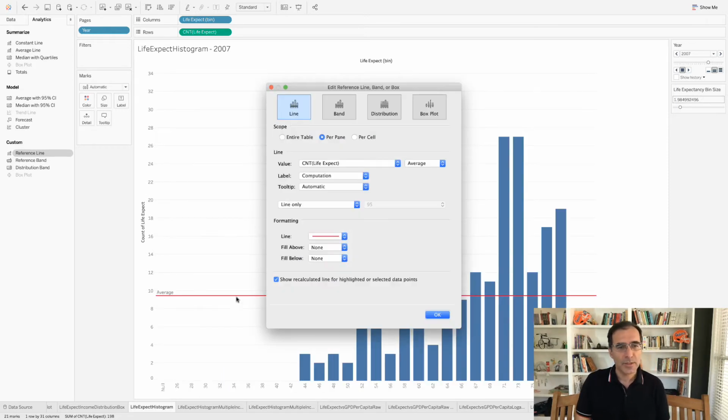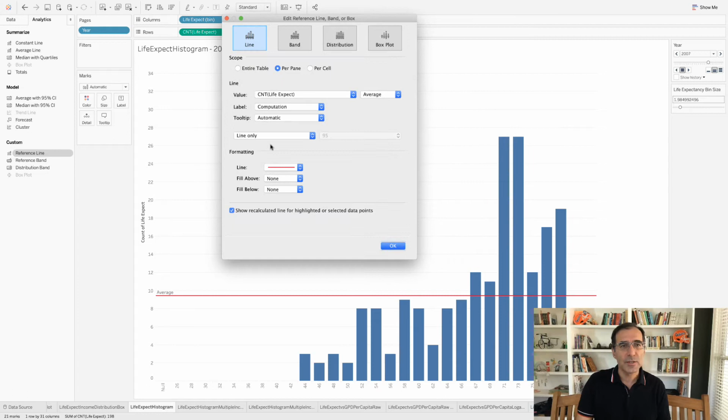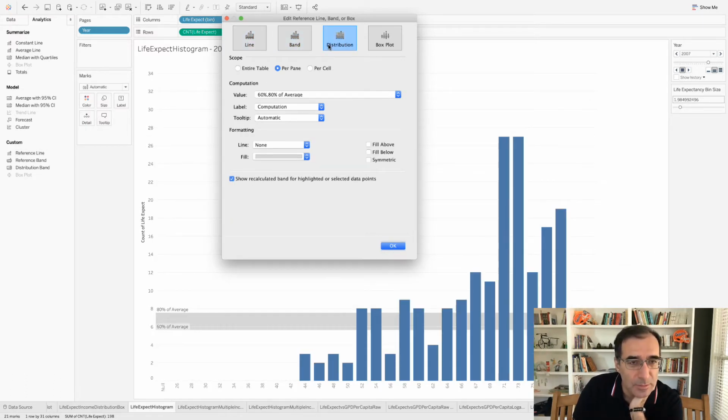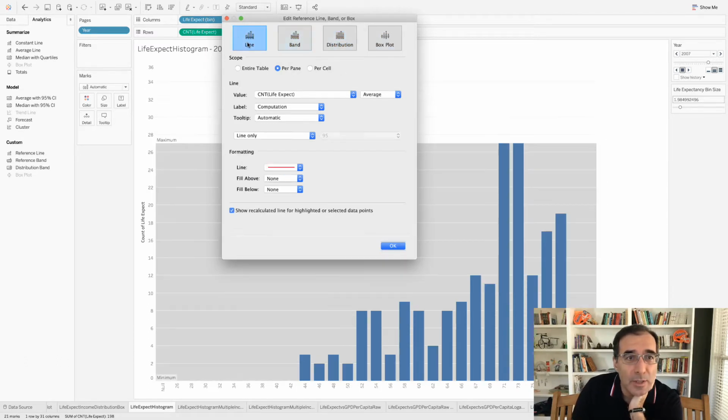There we go. So it's going to come up with the reference line. And by default, it's going to be black, but you can change it. So I've already created one here, so it comes up with that format. But you can change it. You can have a line, you can have a band. So the band will be max min. You can have the distribution, 60%, 80%. You can change this, of course. And then you can actually have the line.